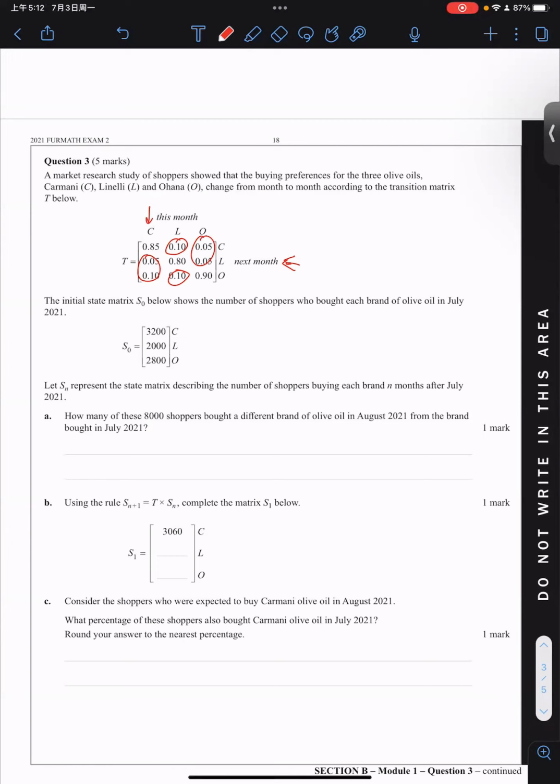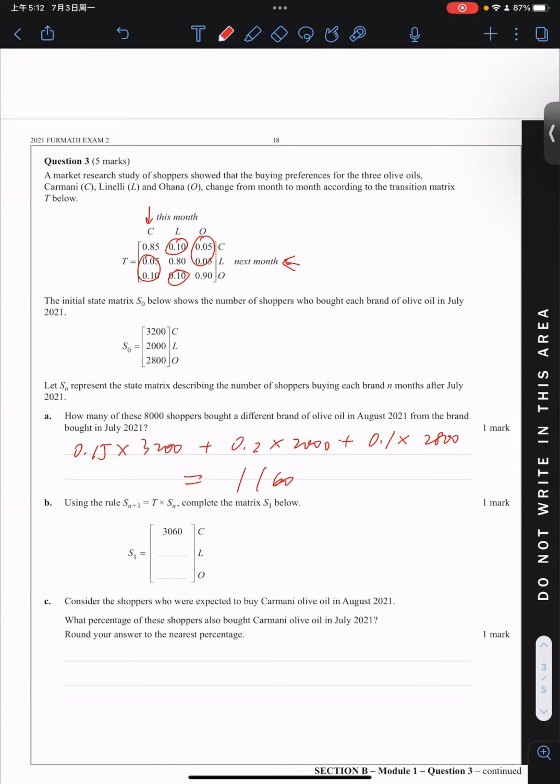And then we can easily use our calculator, right? So 0.15 times the initial Carmine customers plus 0.2 times the initial Lily customers plus 0.1 times the Ohana customers. And finally, you would have the answer, 1,160. This is the number of customers who bought a different brand next month.